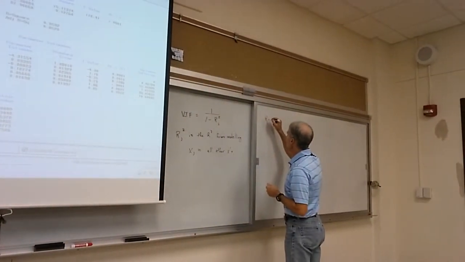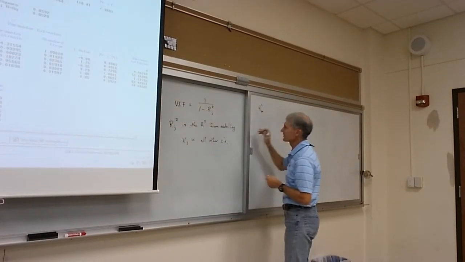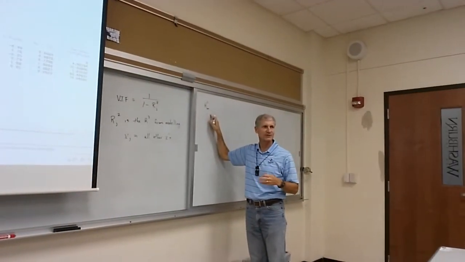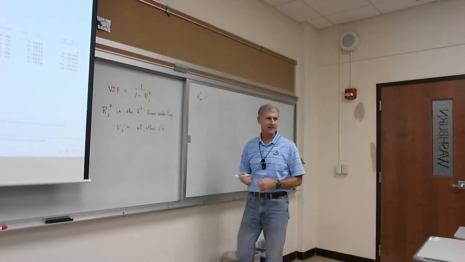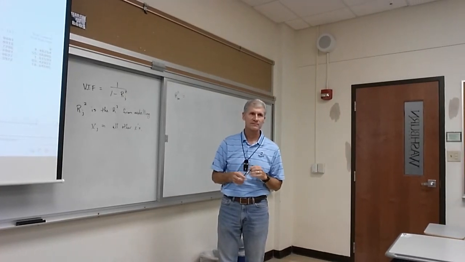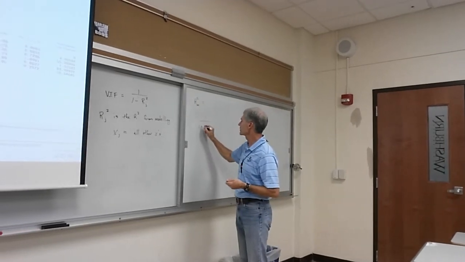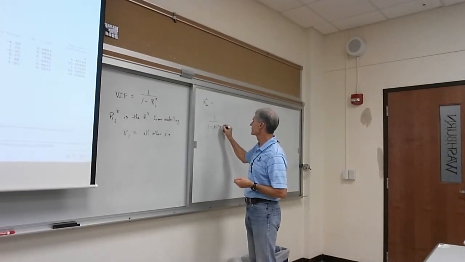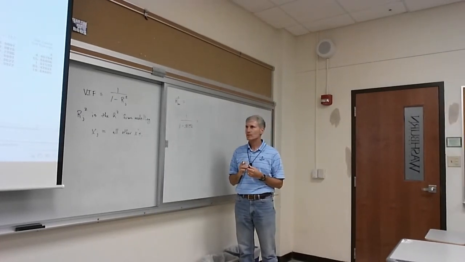So R squared sub LBM. Instead of a J, I'm going to use LBM, so I don't have to remember which number it is. Tell me how I get that. It would be 1 over 1 minus 0.8592. Okay, let's try that. 1 over 1 minus 0.8592. Give me that.